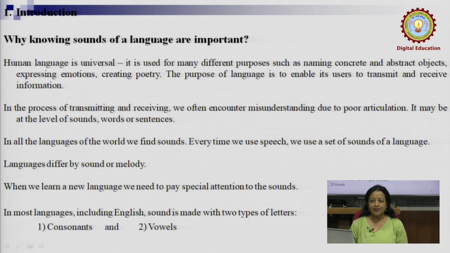In all the languages of the world, we find sounds. Every time we use speech, we use a set of sounds of a language. Speech is inextricably linked with language. We cannot speak without language, but language can be used without using speech. Language differs by sound or melody.